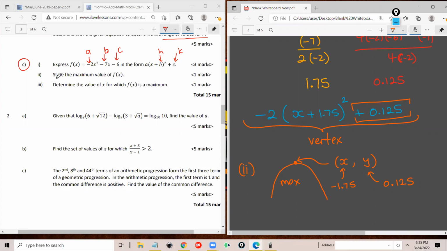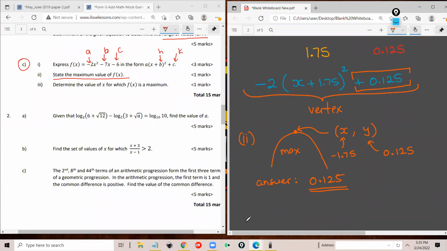But whenever they phrase the question like this, what is the maximum value? They didn't ask you for the maximum coordinates. Whenever they state it like that, the answer they want is only the Y coordinate. So it's 0.125. Do not put down both for them and let the examiner choose which one he wants. That is not acceptable in the exam. You have to state only one answer, the Y coordinate.